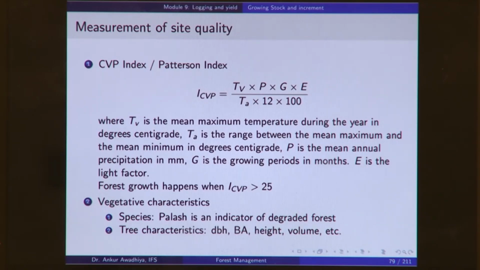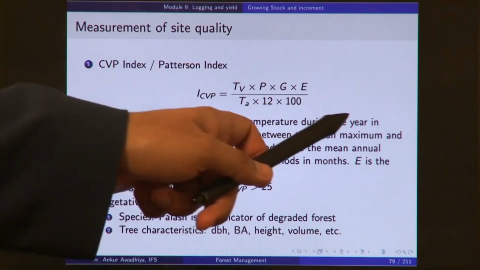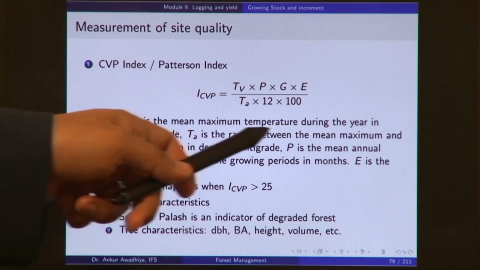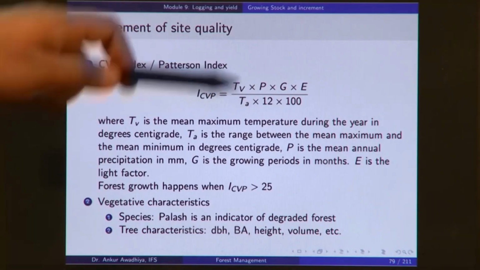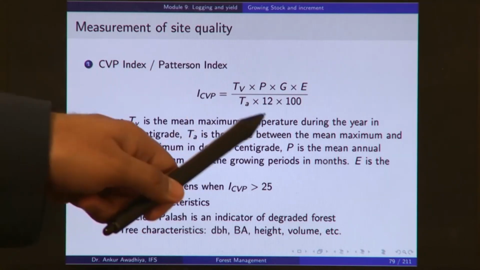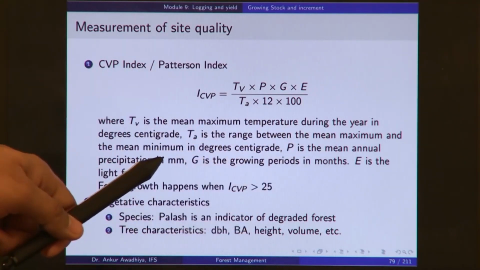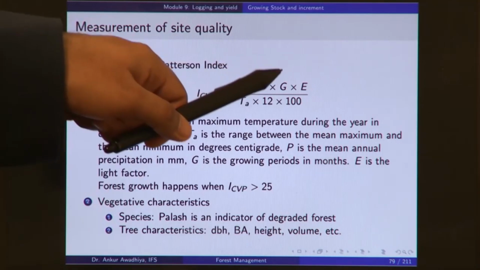CVP talks about the climate, the vegetation and the precipitation of the area. CVP is also written as the Patterson index. It is given by TV by TA, where TV is the mean maximum temperature during the year, TA is the range between the mean maximum and the mean minimum temperature. So, the greater the ratio, the greater will be the CVP index, multiplied by P, which is the mean annual precipitation in millimeters, multiplied by G by 12. G is the growing period in months.